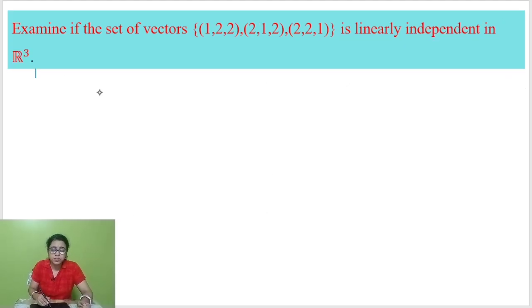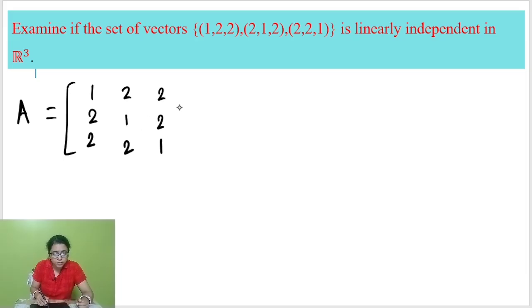One more example which says: examine if the set of vectors, this one, is linearly independent or not. Now for this example, I will apply the matrix procedure. For a larger set of vectors, you can apply the matrix procedure. For that, you have to form a matrix with the help of these vectors. You can write the vectors row-wise or column-wise, it does not matter. So here, I will write these vectors column-wise: first vector, then second vector, then third vector.